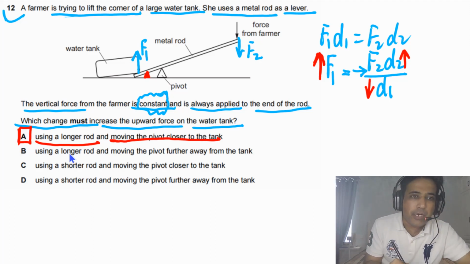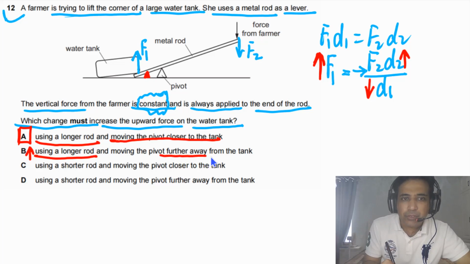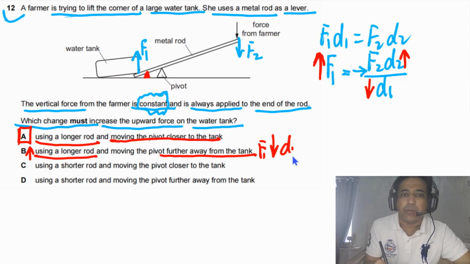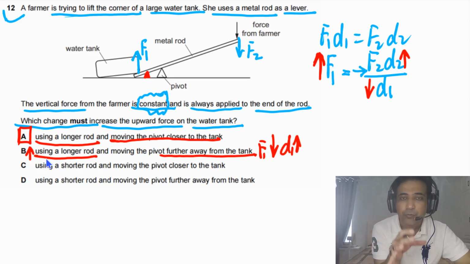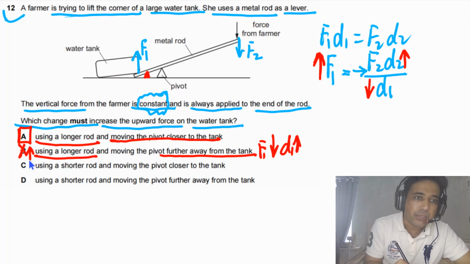Now if you look at part B, it is given to us using a longer rod. Yes, this one will increase F1. Moving the pivot further away from the tank, this one will decrease F1, because in this case d1 will increase, so F1 will decrease because d1 will increase. So we don't know how much force will increase and how much it will decrease, so we don't know the exact numbers, so this is not possible.